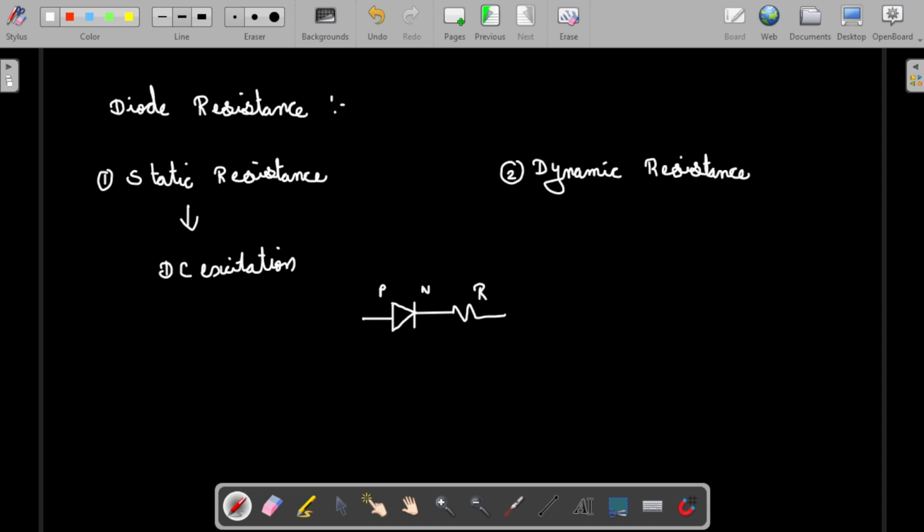If we take it that it is connected to a voltage, positive, negative, which is a DC voltage. If we connect a DC voltage in this, there will be some current flowing, that will be I diode.